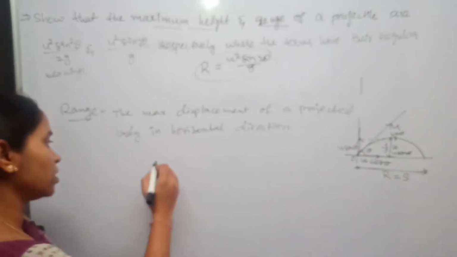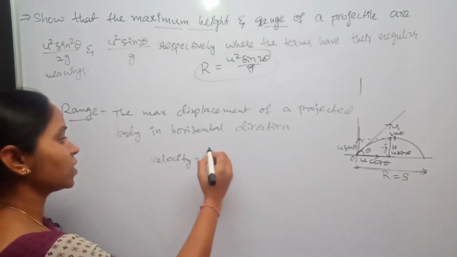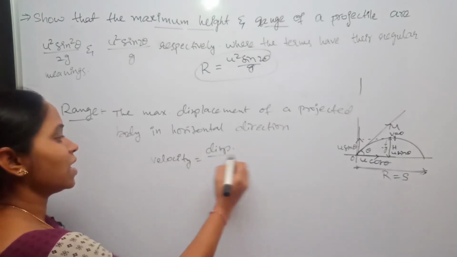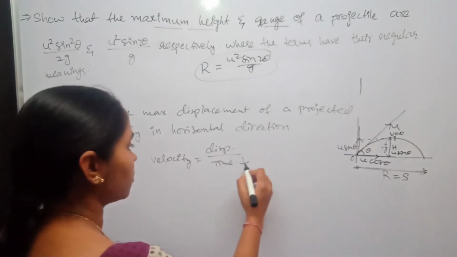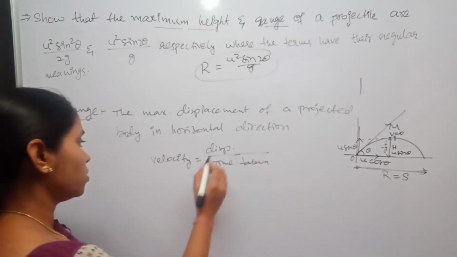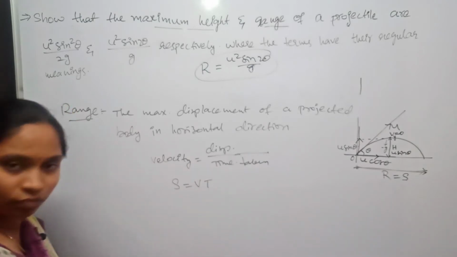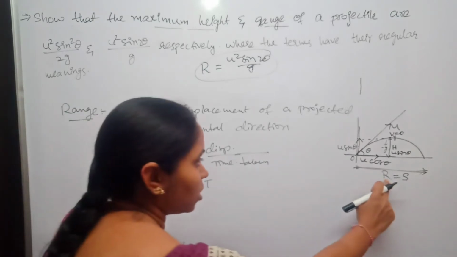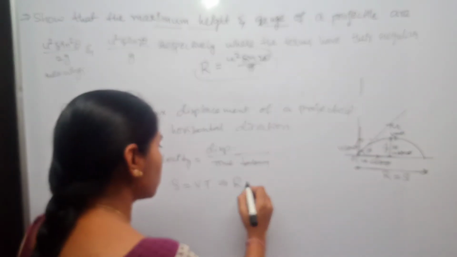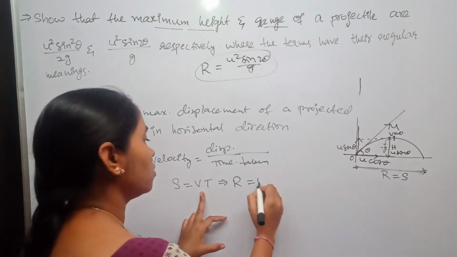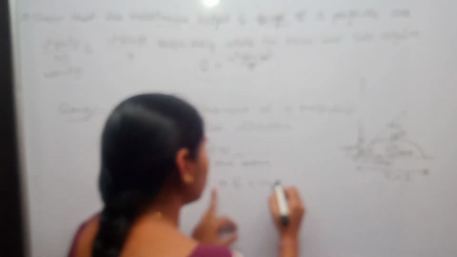Okay, and we know that the velocity is equal to displacement by the time taken, right? From here the displacement s is equal to velocity into time t. Here the displacement is nothing but the range, which is equal to the velocity along horizontal direction into time of flight.